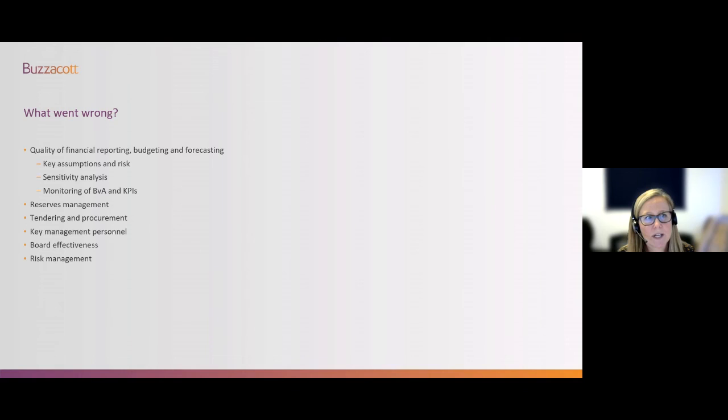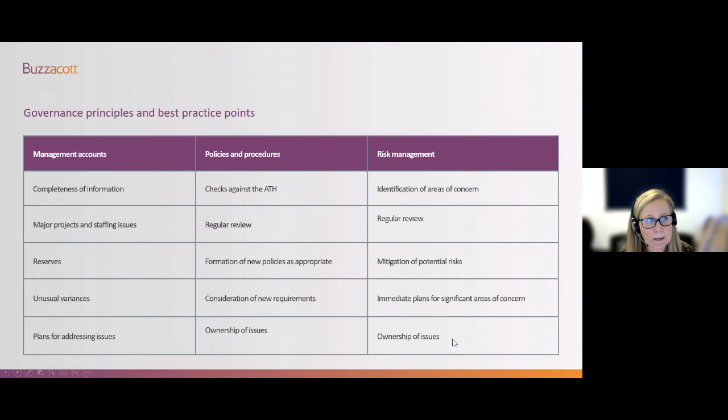So just turning to my final slide, taking on board some of the failings from the example scenario, I've summarised what I see as some best practice points which would be important for trustees involved in governing an academy trust as they fulfil their duties.